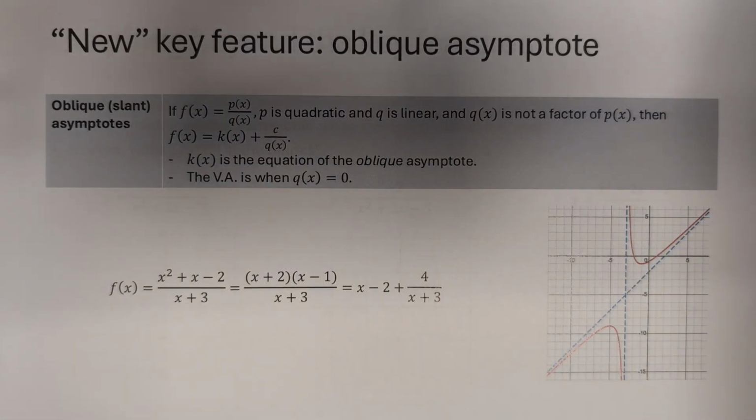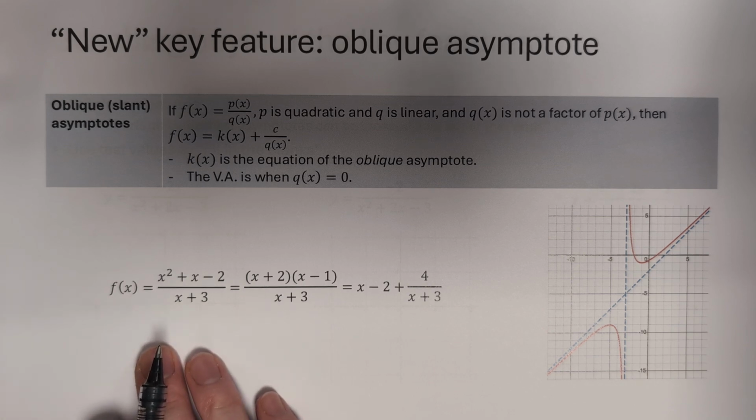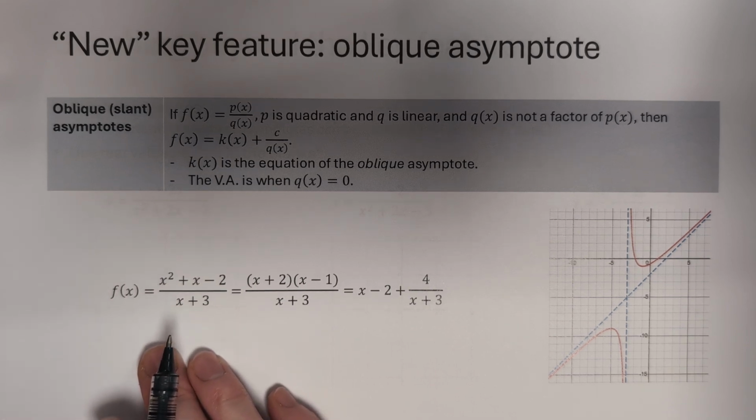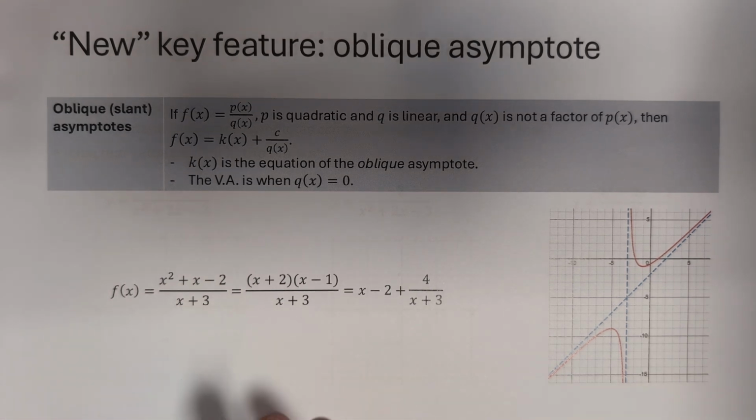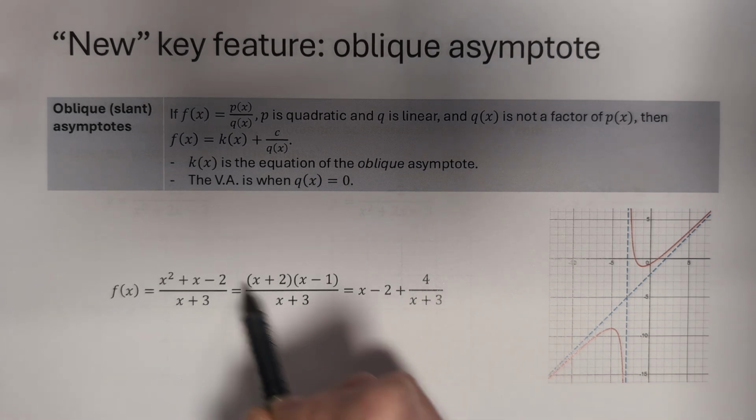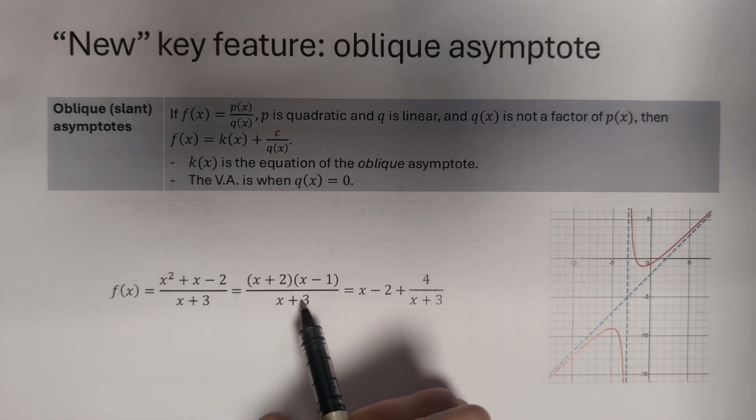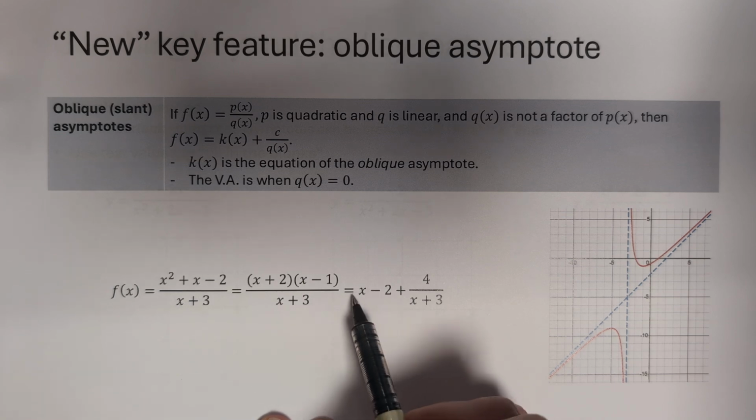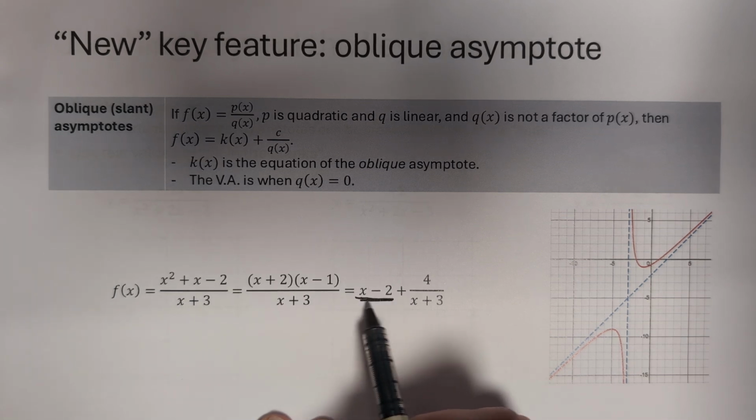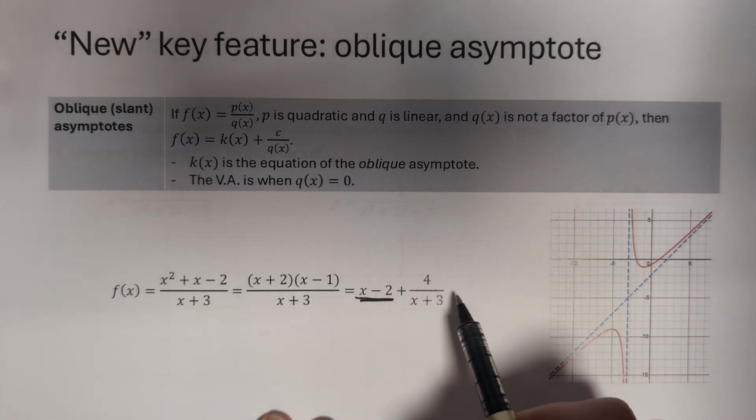There's also one more new key feature. If you don't get that you have a horizontal asymptote, you could have an oblique asymptote. So if you have a quadratic divided by a linear, this is where the long division comes in. And you can divide those, but it's not a perfect factor. You're going to get a remainder. And here is this function, x squared plus x minus 2 divided by x plus 3. You'll see that x plus 3 is not a factor of the original quadratic, but we can divide and we get that this is a linear function with a remainder.